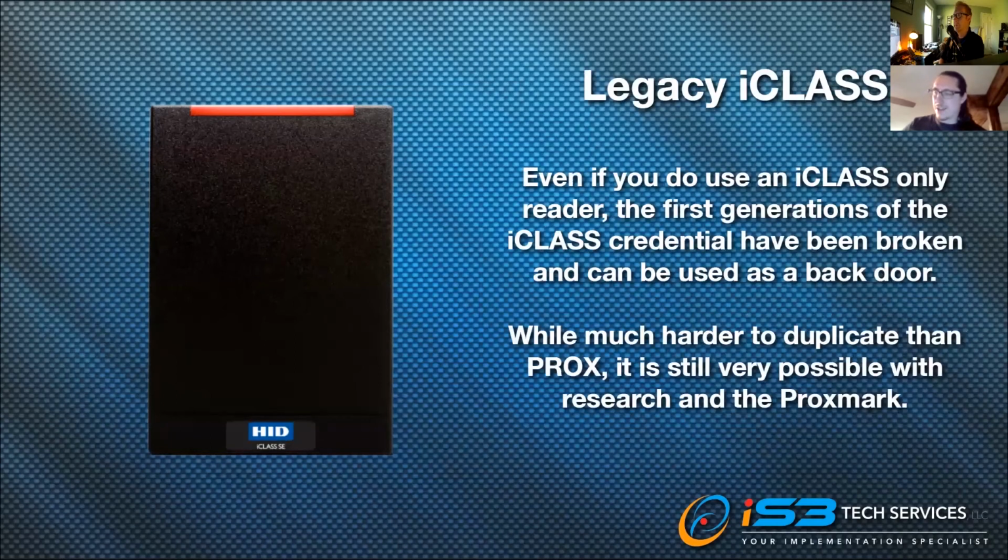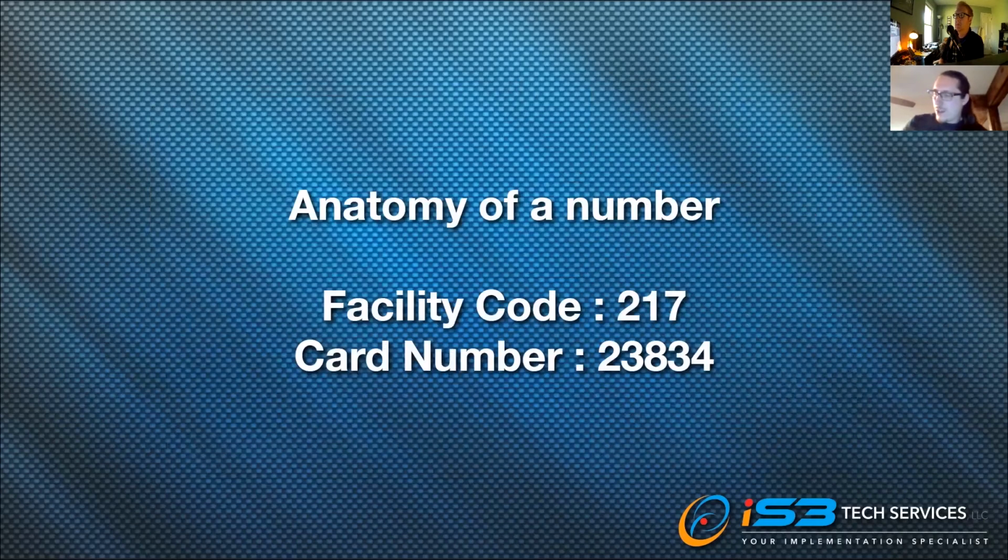And legacy iCLASS is an older version of iCLASS that is broken. It's a lot harder to copy, but it can be done, and it leaves you open to the same vulnerability. We mentioned this before, but your card number is a facility code and a card number. It's kind of like an area code and your phone number. Most buildings' facility codes are the same, and only the card number changes.